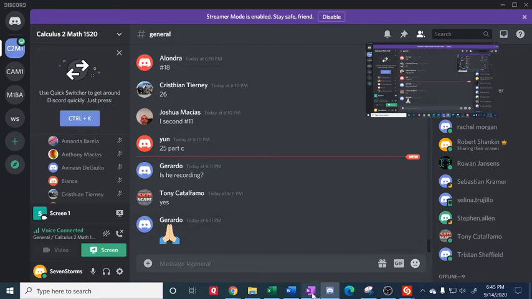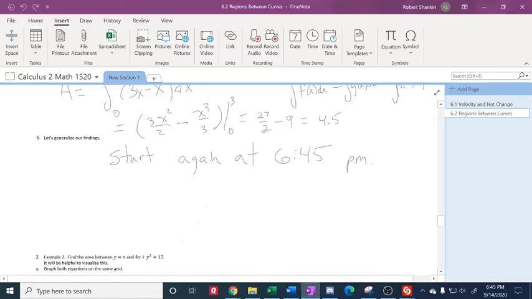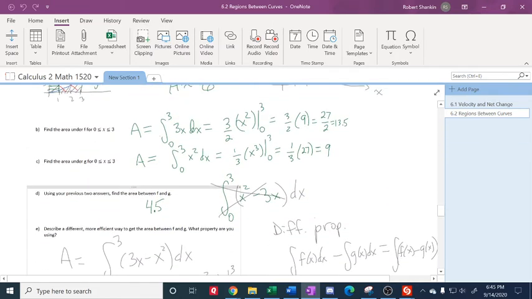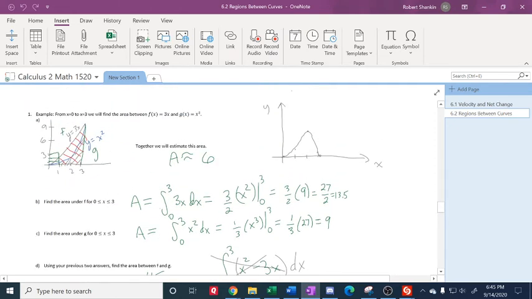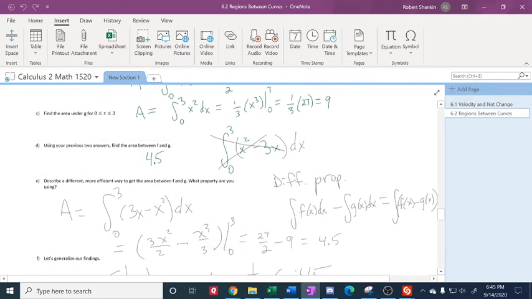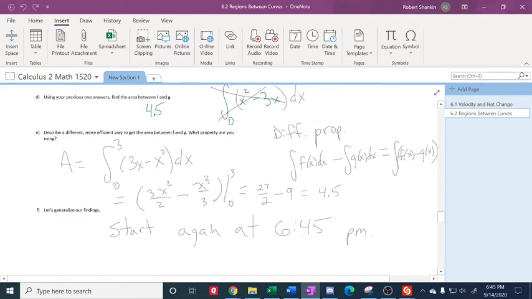All right, welcome back. Let's start up again. Before generalizing our findings, well, actually, let me finish this up. We'll generalize our findings, and then I'll go answer a homework question. All right, so we got this result, and we see that we can use this property to write something really efficiently and get the result for the area between two curves.